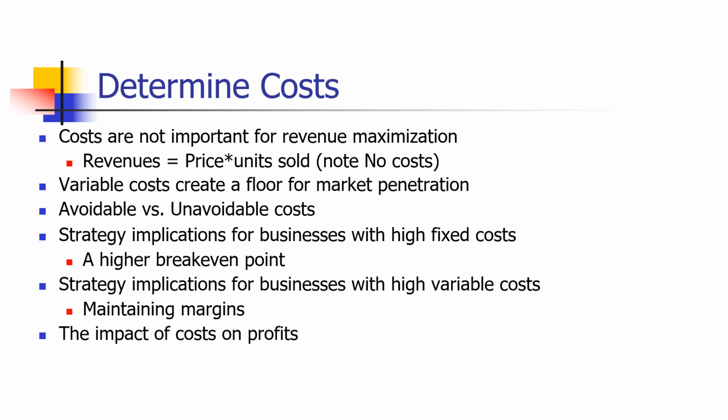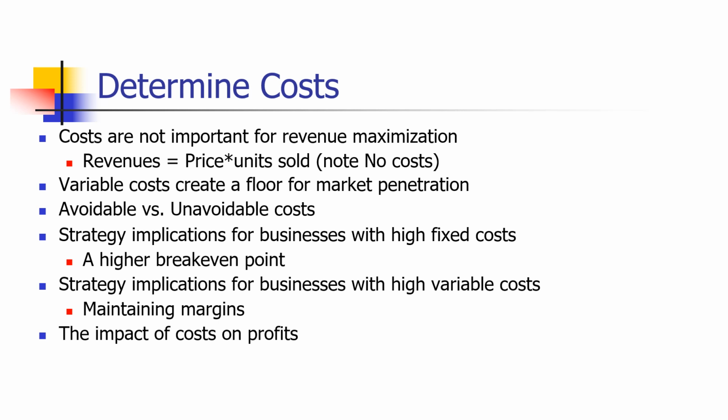All right, so a couple of quick things to remember again about costs. Costs are not important for revenue maximization. That is, you don't have to estimate costs to determine the price at which revenues are maximized, because revenues do not use costs in their formula. It's simply price times units sold. Variable costs create a floor for market penetration and also a floor for the price at which you can operate and still make money. So the company with the lowest variable cost is obviously the company that has the most flexibility if a price war were to start.